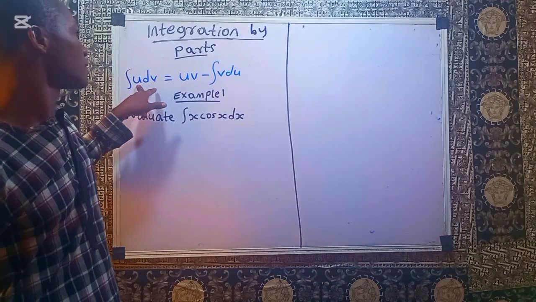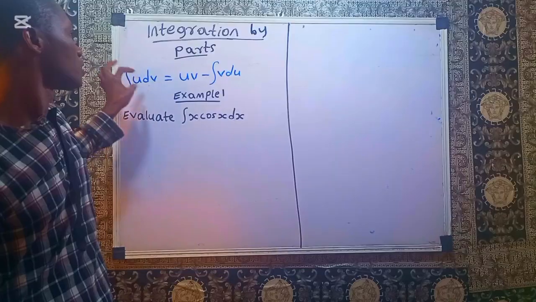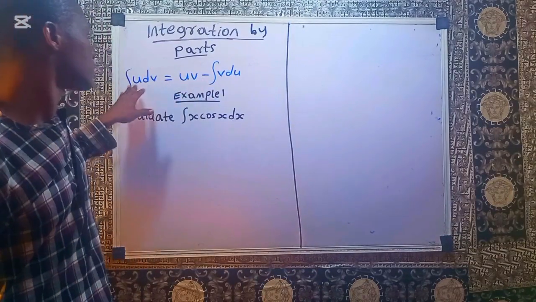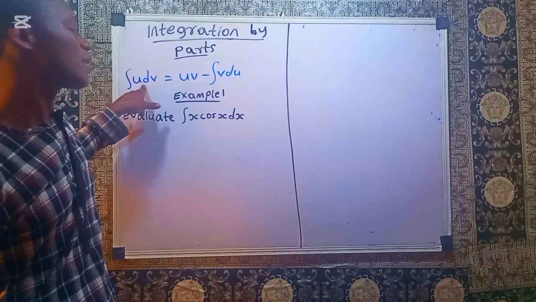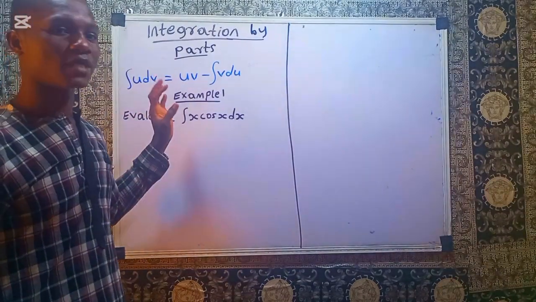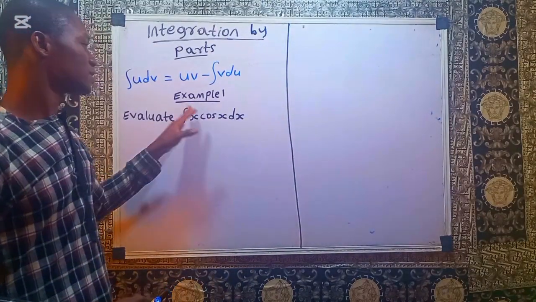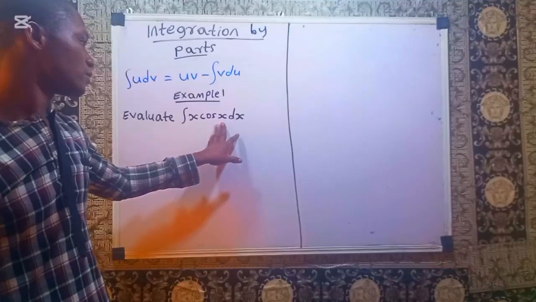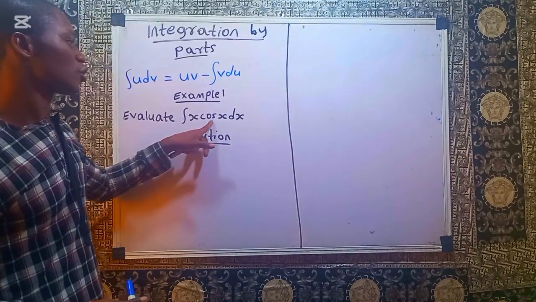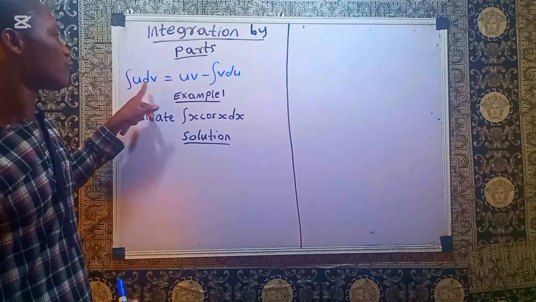Both u and v are functions. So u is a function, and v is also what? A function. So these two things are products of two functions. Let's see how to apply this formula using this example we have on the board here. It asks us to evaluate the integral of x cos x with respect to x. So we have a product of two functions, x and cos x, right? Which one will be u, and which one will be v?